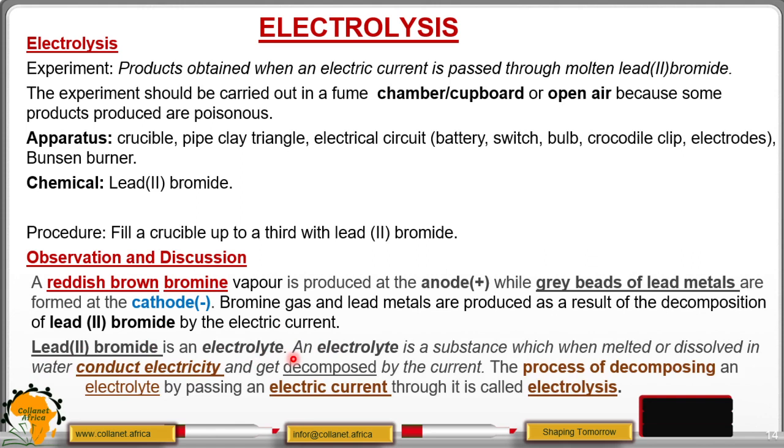So the definition of an electrolyte is a substance which, when melted or dissolved in water, conducts electricity and gets decomposed or broken down by the current. So one, it should conduct electricity, then be broken down by the current. The process of decomposing an electrolyte by passing an electric current through it is called electrolysis.